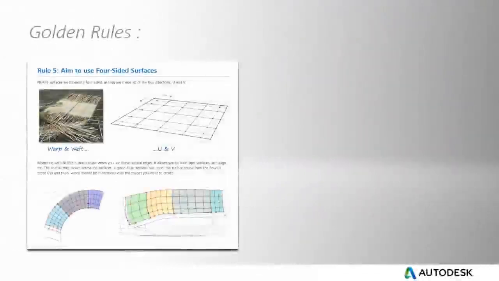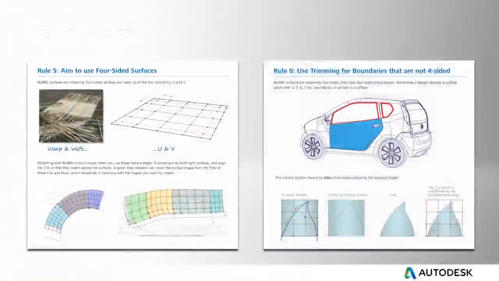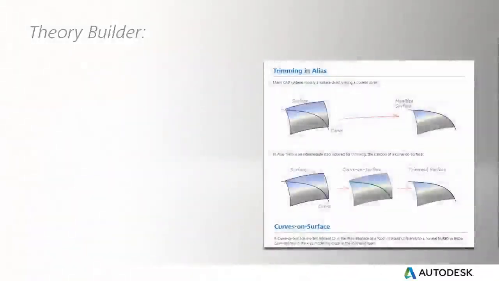So dive into the tutorials, or if you want more background information, take a look at Golden Rules 5 and 6. And there's also a theory builder for how trimming works in Alias.